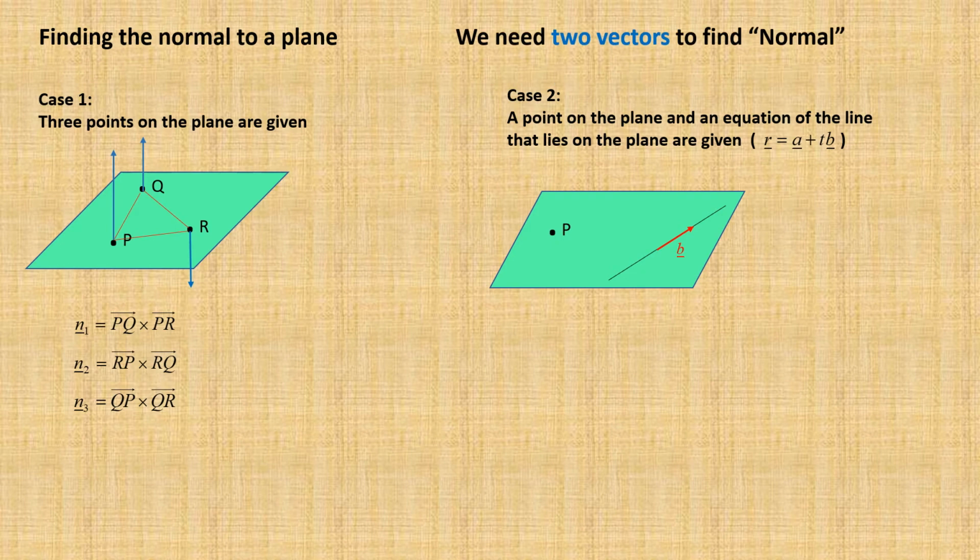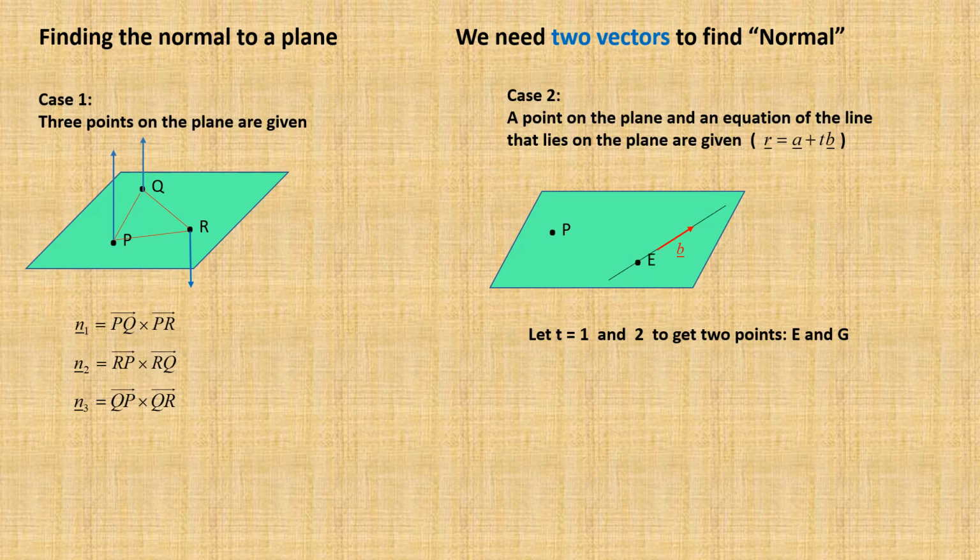You already have one vector, vector B. Another one, how? What you need to do is find at least one more point on the line. So how to do that? You can substitute any value, 0, 1, or 2, to get another point, or 2 points, up to you.